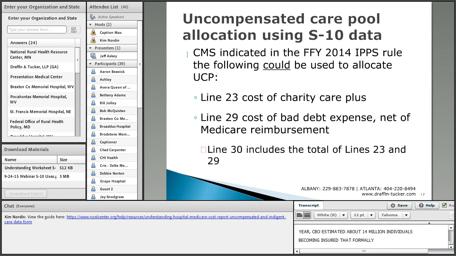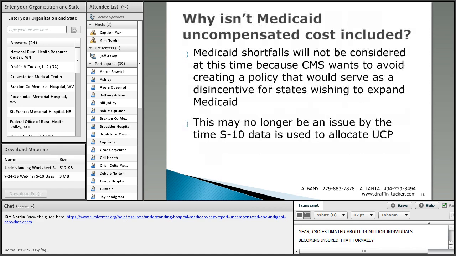In fact, HFMA recently released an article that basically said that for the 2014 fiscal year, the CBO had estimated about 14 million individuals becoming insured that formerly were uninsured, and their sources indicate that it was really around 8.8 million individuals that became insured that formerly were uninsured. So quite a difference in the estimates there that were being used. And that doesn't even address the quality of the insurance coverage that these individuals have acquired, as it relates to it basically being catastrophic coverage and really what that means to the hospital providers as it relates to attempting to collect.